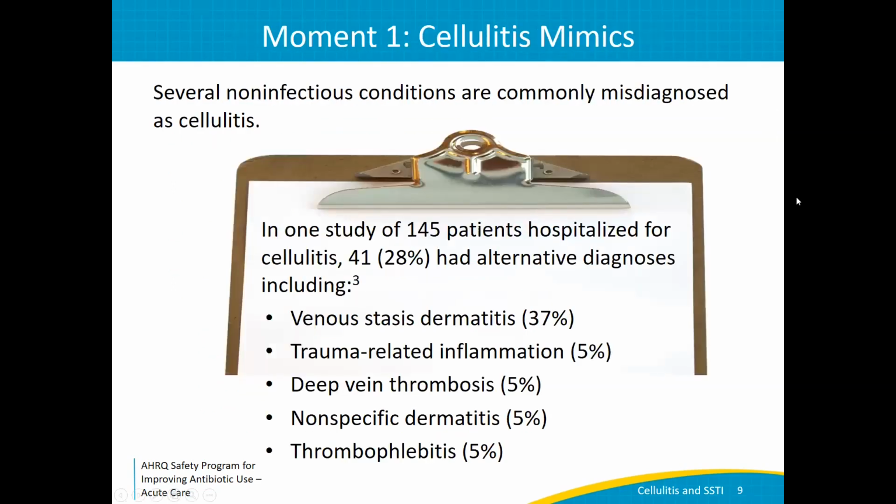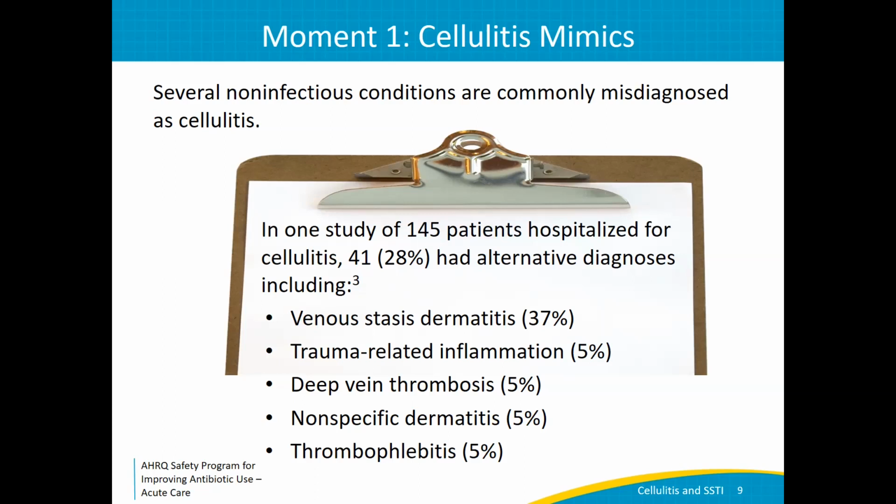But there are a lot of non-infectious syndromes that can really look like cellulitis in one way or another. This sort of misdiagnosis is very, very common. In a study of 145 patients who were hospitalized for cellulitis, about 28% of them actually did not have an infection. Instead, they had one of these diagnoses below. So venous stasis dermatitis is by far and away the most common. I would say that this is likely what Harry has. We'll talk more about that.